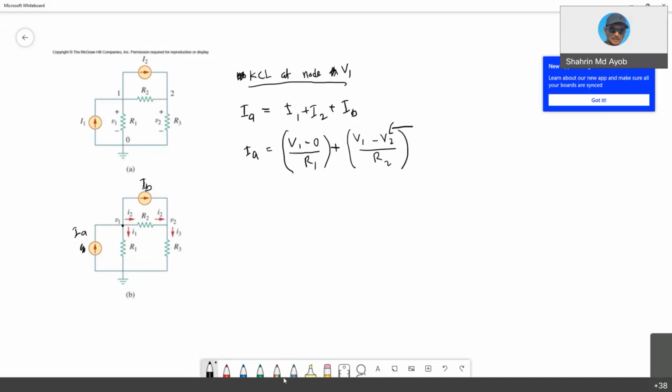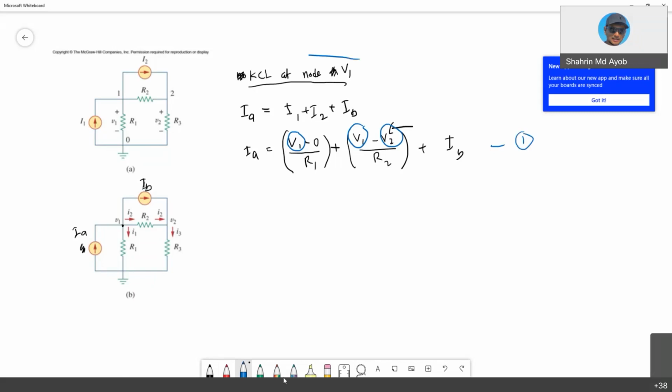Plus the current source, which is IB. Usually the current source is given; it is a constant value. So the only variables are V1 and V2. Usually the other parameters, R1, R2, and the current source values, are constants. So this is your first equation.